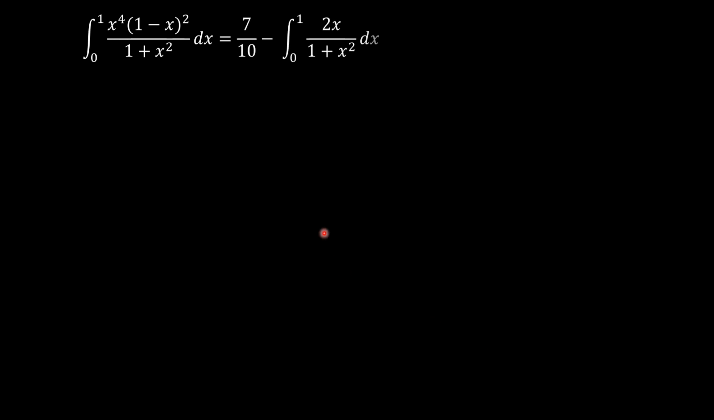So going back to our original problem, x to the power 4 times 1 minus x squared over 1 plus x squared dx, we had integrated the first part, which was 7 over 10, and then for the second integral, we just found the answer as log 2. So the answer now is 7 over 10 minus log 2, and this is our final answer.